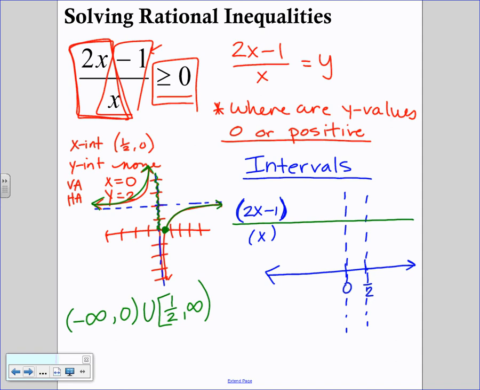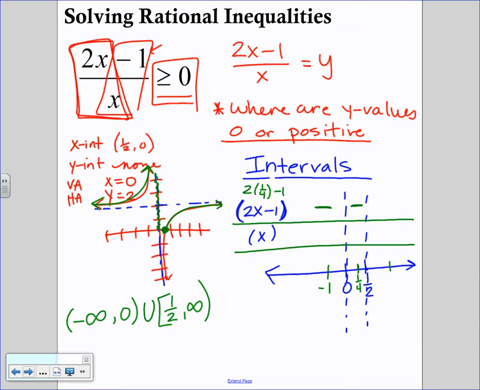So here we go, 2x minus 1. If I pick a number like -1 and plug it in, 2 times -1 minus 1 equals -3. All right, let's pick a number in the second interval, like 1/4. What is 2 times 1/4 minus 1? Well, 2 times 1/4 is 0.5, and 0.5 minus 1 is -1/2. So overall, that value is negative.